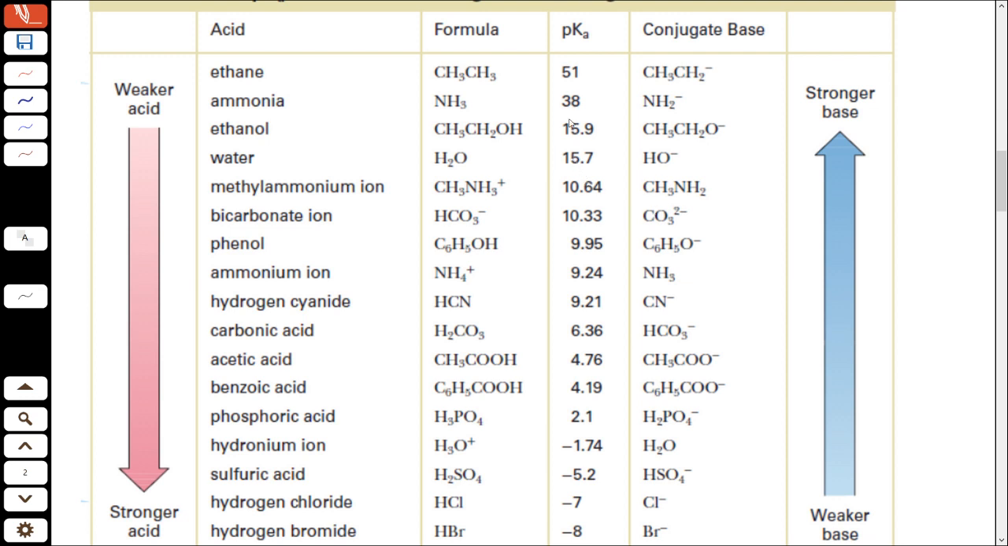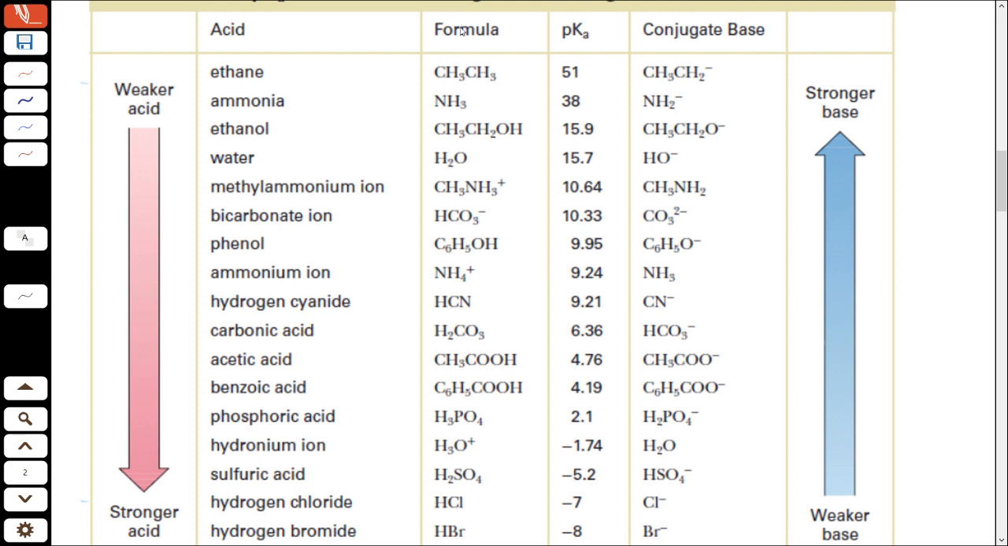As you go up from there, you get things that are extremely not acidic, like ethane. We talked about how alkanes are fairly unreactive. It's hard to pull those hydrogens off. It's hard to really do anything with them, and that shows here. You need an extremely, extremely strong base to rip a hydrogen off of ethane because its pKa is way up at 51.